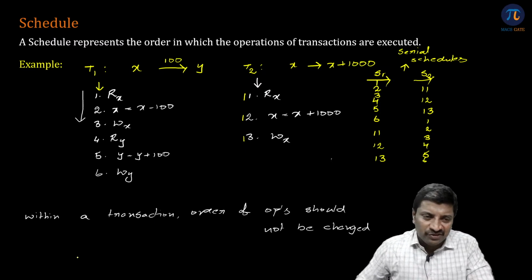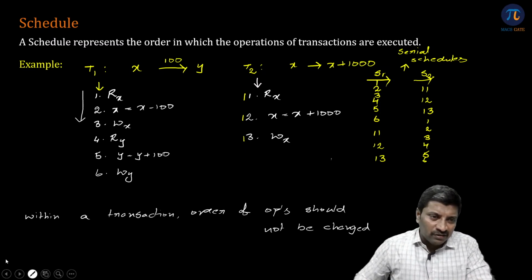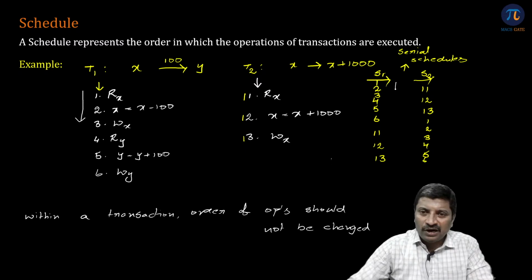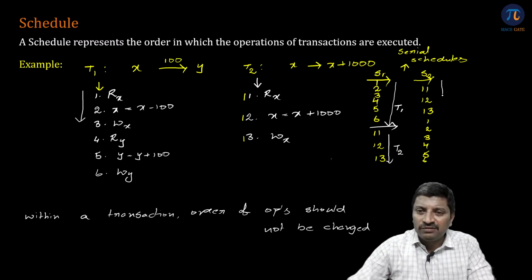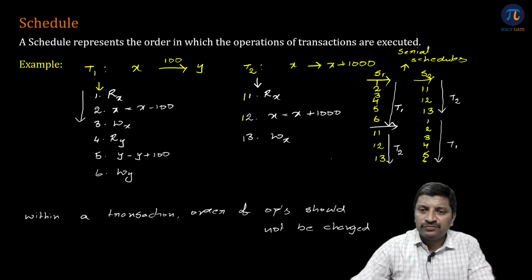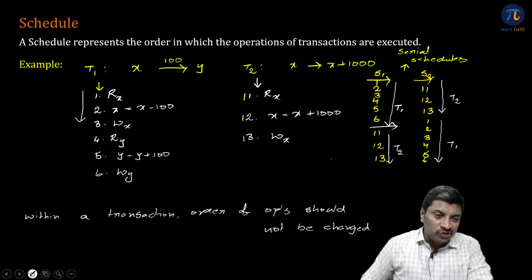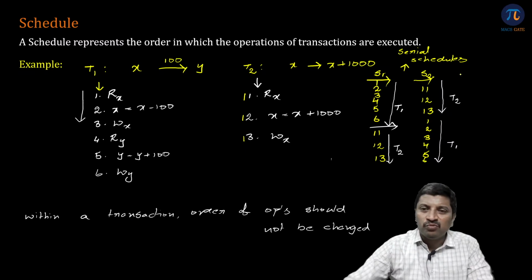So here please observe it. Until I complete all the 6 operations, I am not starting the second transaction. So transaction 1 followed by transaction 2. Instead of that one, I can do first the transaction 2, then the first transaction, right? Instead of these two schedules, I can have one more schedule.